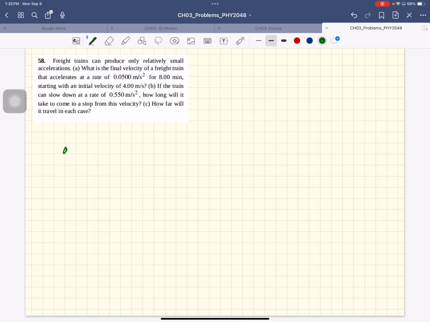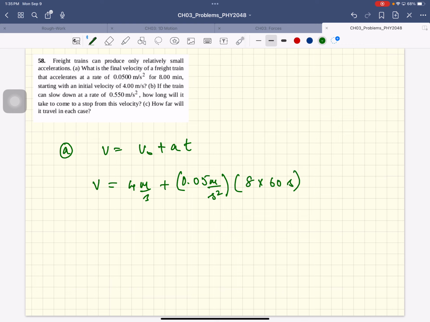For part A, final velocity is initial velocity plus acceleration times time. So final velocity is 4 meters per second plus acceleration, 0.05 meters per second squared, times 8 minutes. 8 minutes is that many seconds. So it takes the train a long time to get up to speed.